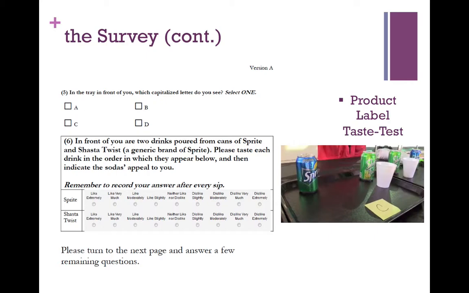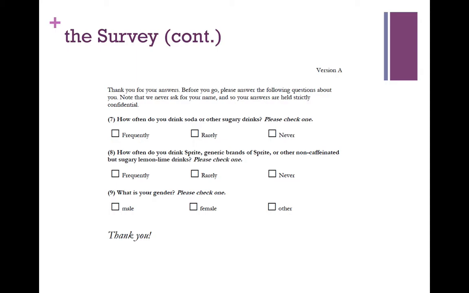The randomization part of this comes from the researchers knowing what is in each of the cans. It may appear that there is Sprite in a Sprite can and Shasta Twist in a Shasta Twist can, but that would not be the case. We randomized which soda we put in which can. So, for example, on this tray, there may have been Shasta Twist in the Sprite can and Shasta Twist in the Shasta Twist can, or vice versa. There could have been Sprite in both of the cans. Our participants then turned to the back page of their survey to answer a few more questions about their consumption of sugary beverages.